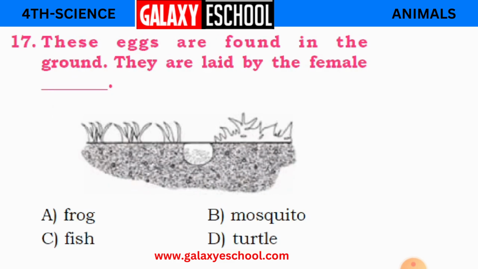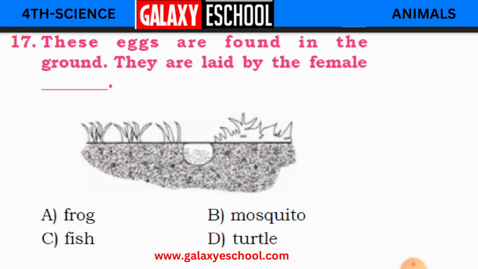These eggs are found in the ground. They are laid by the female dash. Okay, children, see the eggs which are in the ground. Here these are the eggs. So these are laid by the female dash, whether by the frog or by the mosquito or by the fish or by the turtle. Okay, see how is the egg? So how is the egg? It is a bit large.